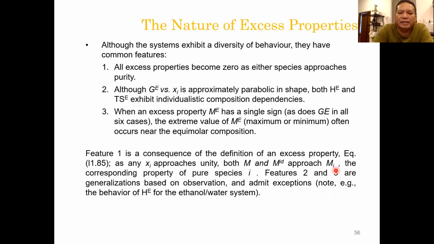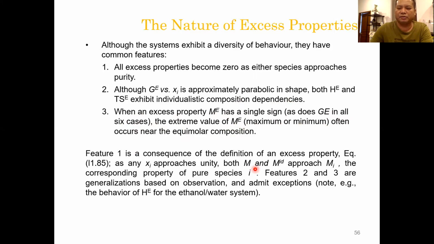Okay, the nature of excess properties. Although the systems exhibit a diversity of behavior, they have common features. All excess properties become zero as either species approaches purity. And although GE versus X is approximately parabolic in shape, both HE and TSE exhibit individualistic composition dependency. When an excess property ME has a single sign, as does GE in all six cases, the extreme value of ME, maximum or minimum, often occurs near the equimolar composition.